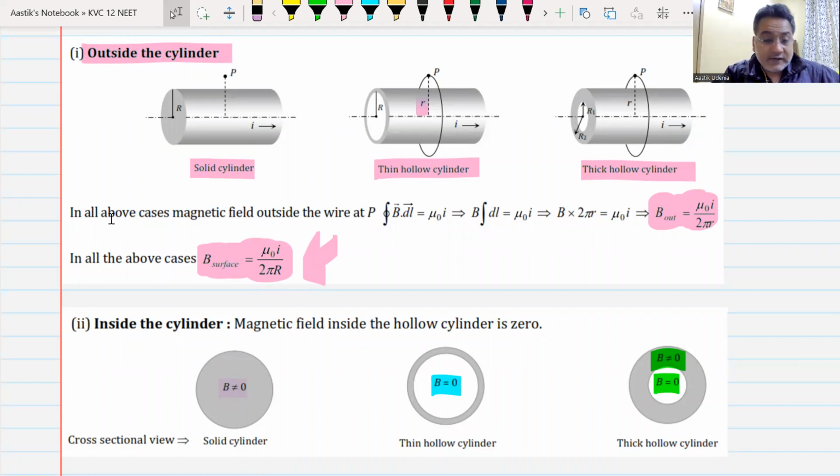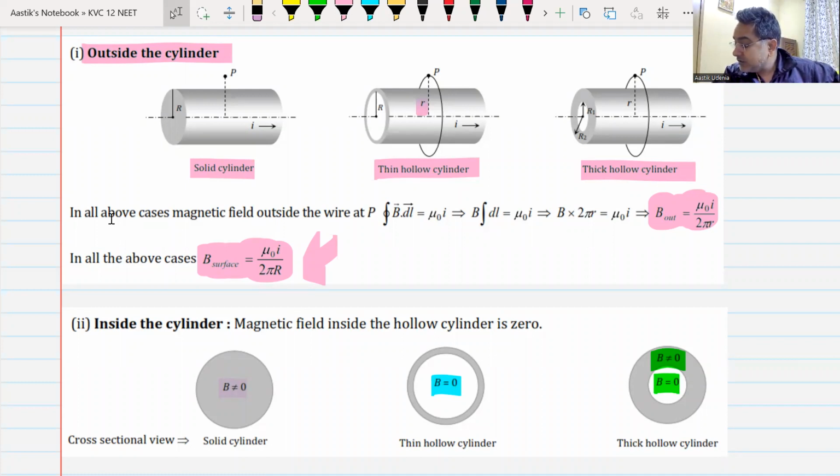Now I will again show you a table where you have the solid cylinder and the hollow cylinder. We have already seen that inside it is 0 and outside it is mu naught I by 2 pi r. This is a snapshot. First, let me explain, then I shall give you enough time to write it.